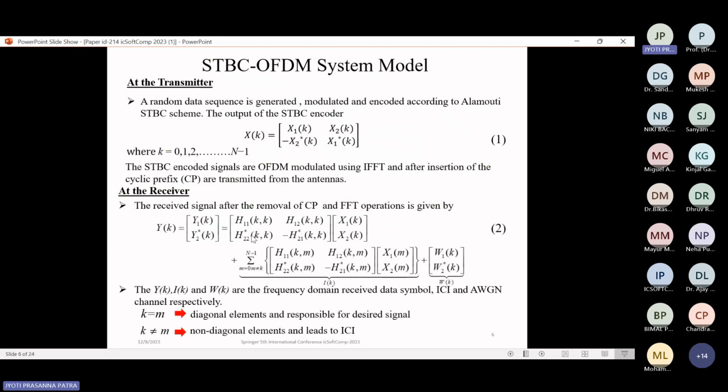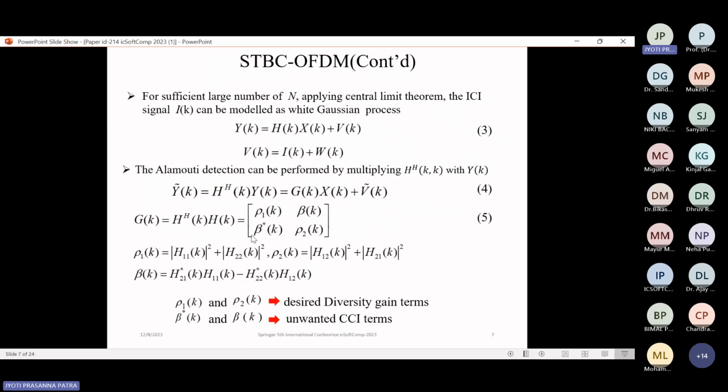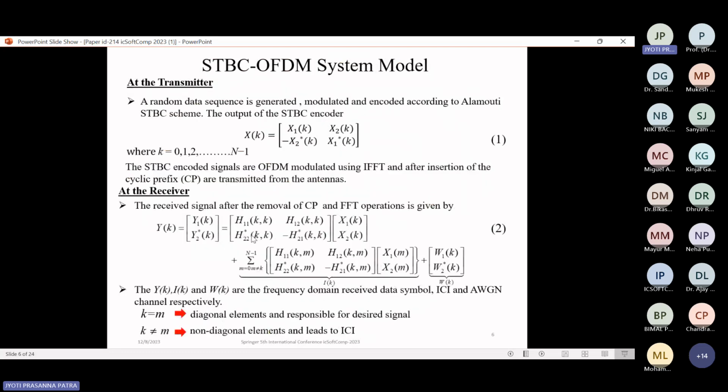At the transmitter side, as I already discussed, a random data sequence is generated, modulated, and encoded according to the Alamouti scheme. We have two transmitting antennas and one single receiving antenna. X1, X2 are transmitted from the two transmitting antennas in the first time slot, and then in the second time slot, minus X2 conjugate and X1 conjugate are transmitted. In equation 1, k is the kth subcarrier, where k varies from 0 to N-1, that means OFDM has N number of subcarriers.